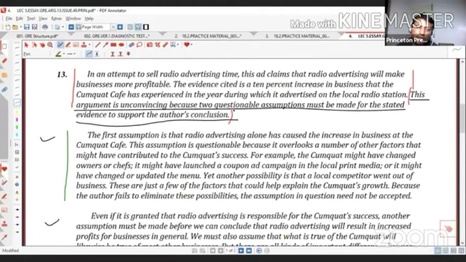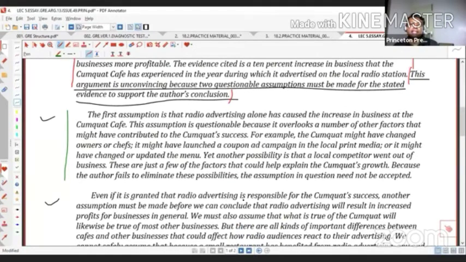Because the author fails to eliminate this possibility, the assumption in question need not be accepted. Okay, need not be accepted. So this is questionable, and we have to find out whether those are correct. If those are correct, then he's saying they made profit only because they went for that advertisement. It doesn't stand.